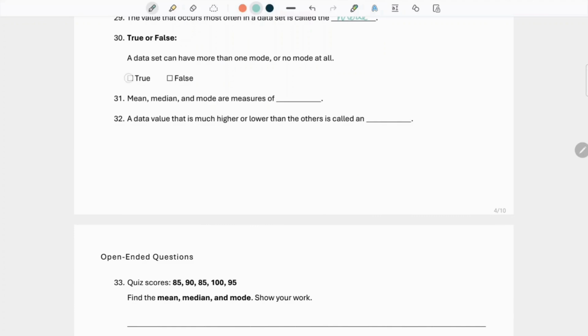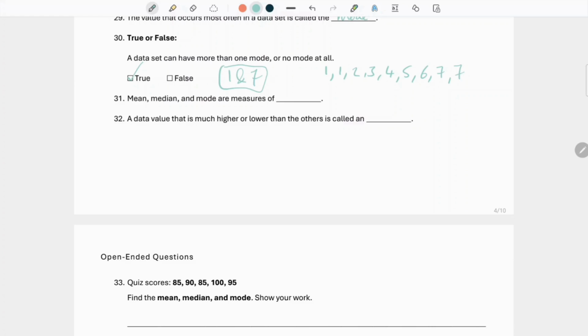A data set can have more than one mode or no mode at all. That is true. For example, if I had the numbers 1, 2, 3, 4, 5, 6, 7, what number occurs the most here? Which value is most frequent? None of them. So we've got no mode. And if I added a 1 and a 7 to my data set, what would the mode be? It would be 1 and 7.